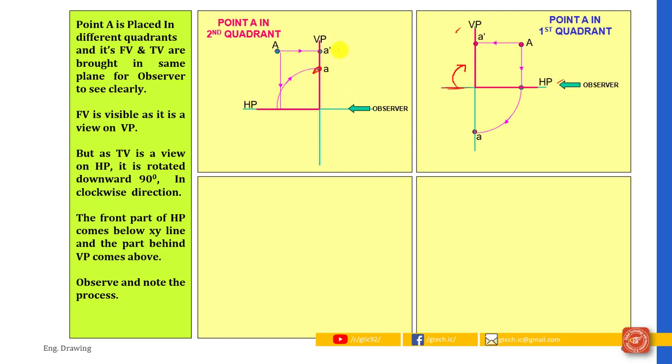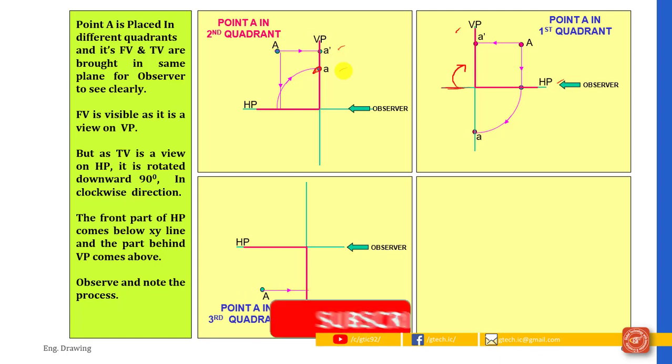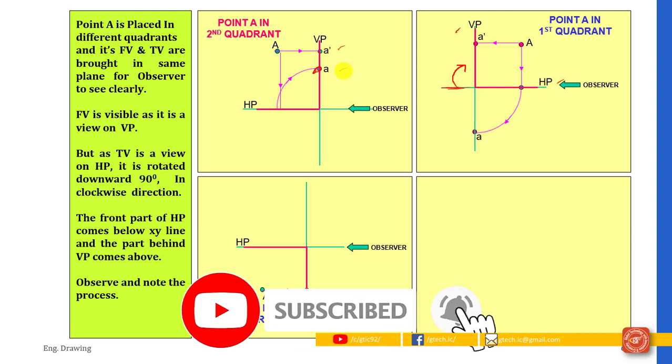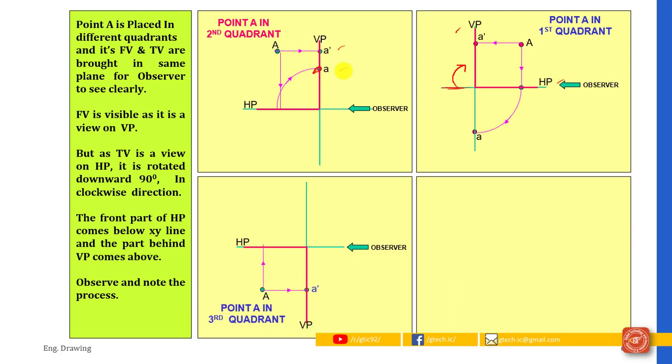This one is the front view and this one is the top view of the point in the second quadrant. Okay, now let's place a point A in the third quadrant, and its front view is drawn behind the VP, A dash, and its top view is drawn below the HP, A. And after rotating the plane, the top view is seen above the XY line. This is the XY line.